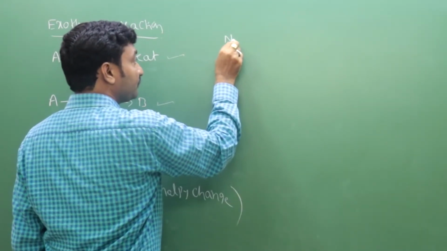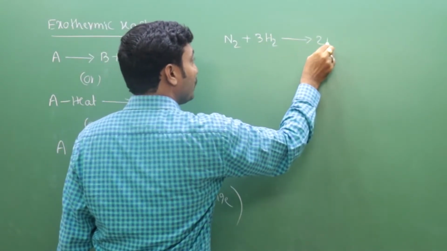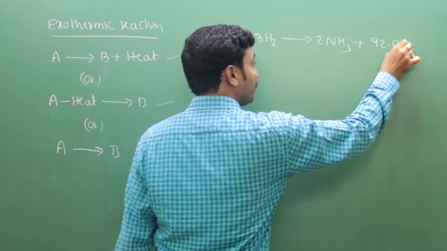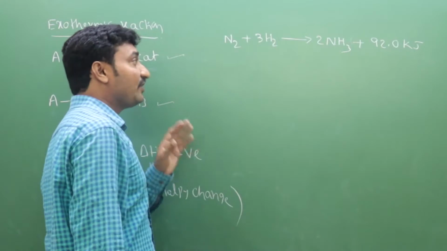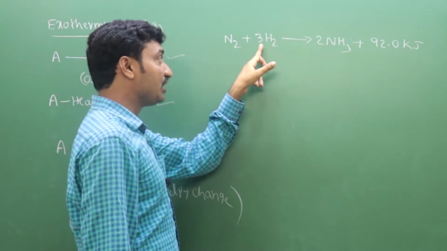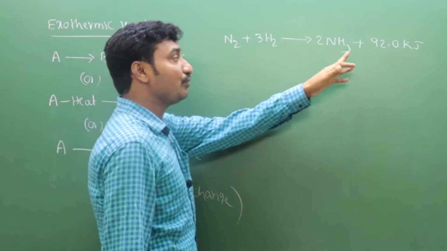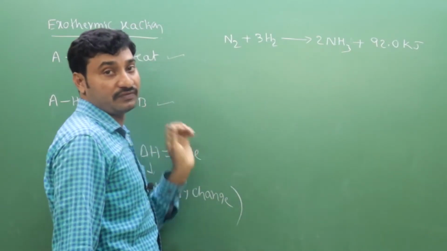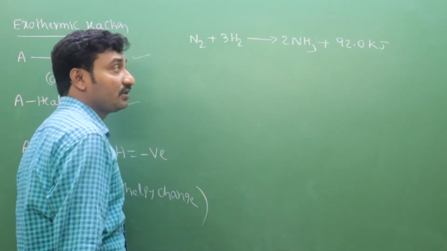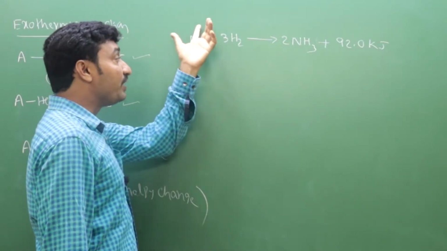Examples for exothermic reaction: N2 plus 3H2 gives rise to 2NH3 plus 92.0 kilojoules. So in the formation of ammonia, 1 mole N2 reacts with 3 mole H2 to form 2 mole NH3. In this reaction, 92.0 kilojoules of heat is evolved. That means in the formation of product, more energy is released than the energy required to break the bonds.